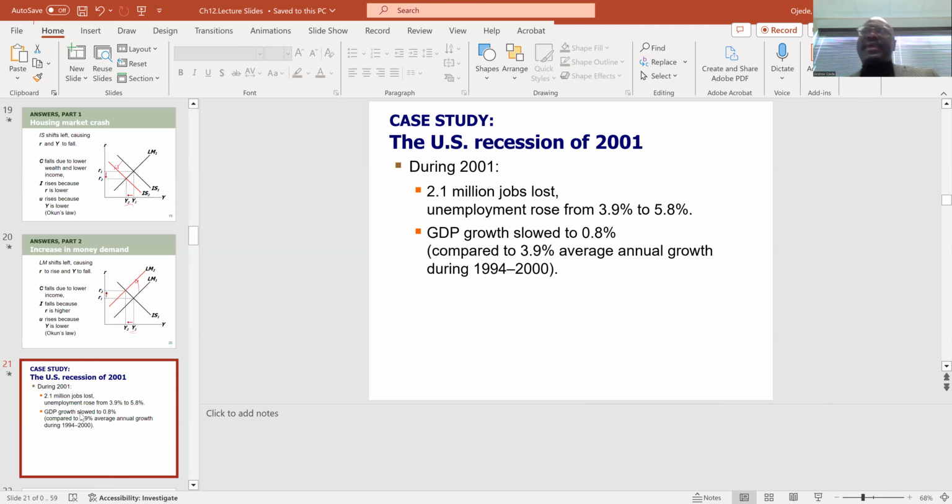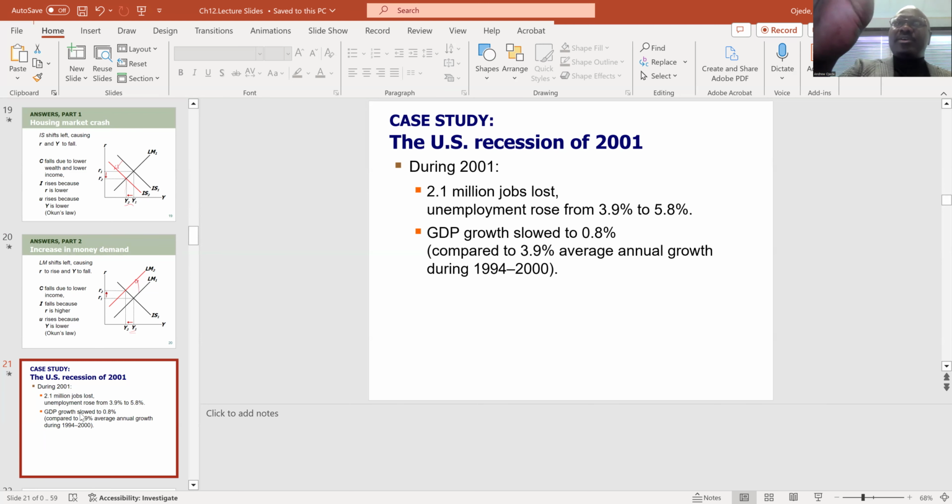So let's talk a little bit about case studies here, before I start talking about the aggregate demand function that I told you about. During 2001, during the Bush administration, we had the September 11 attack on US soil. It was followed by a recession.